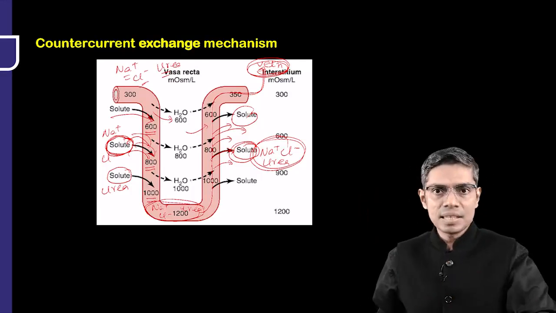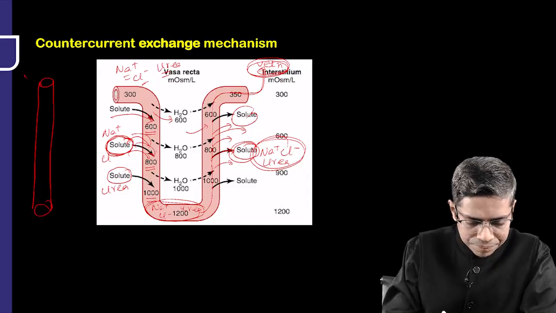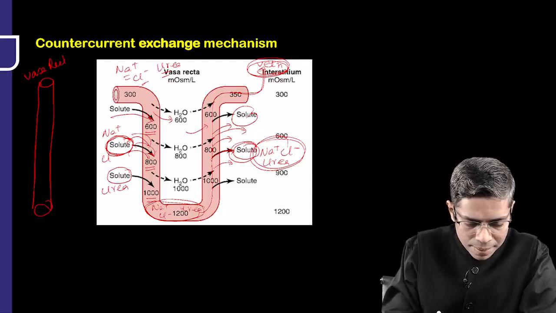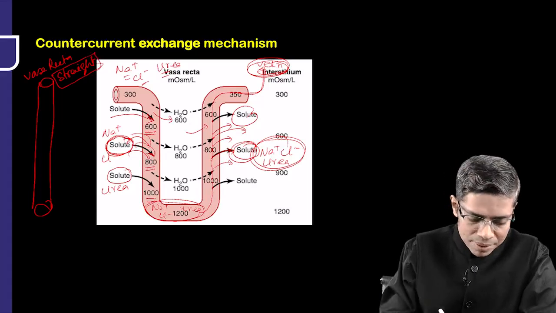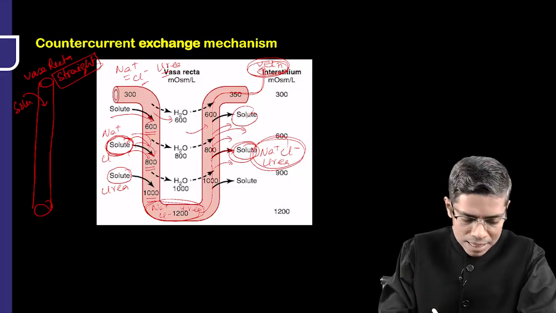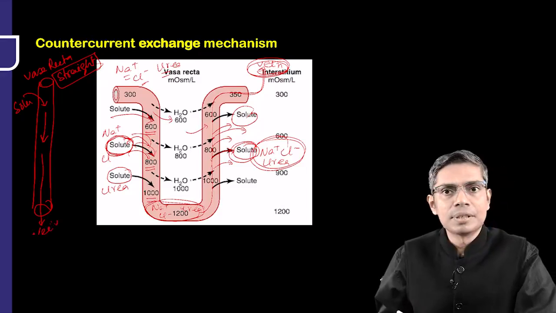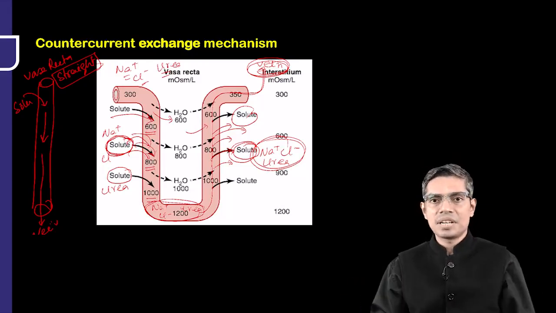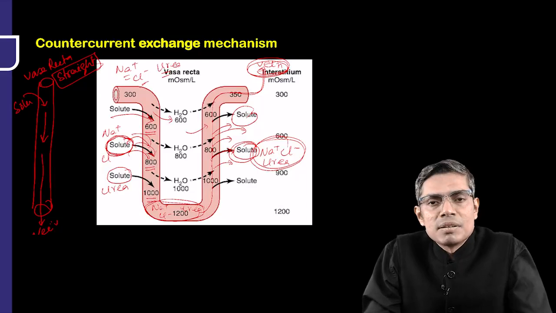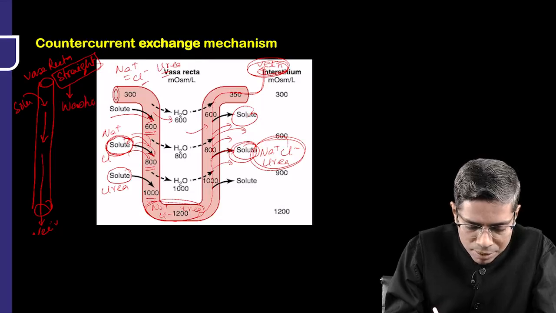So rather than there being a loop, if the vasa recta becomes a straight tubule, what will happen? Whatever solute is reabsorbed here, can you reabsorb that solute again into the interstitium? No, it enters here and passes directly to the renal vein. Getting my point? So if the vasa recta becomes a straight tubule, maintenance of the medullary tonicity will not be there. There will be washout of medullary tonicity.